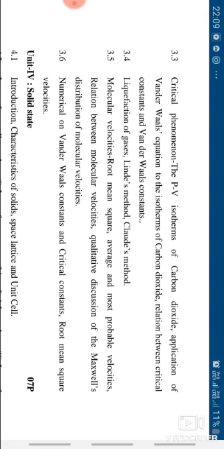Okay, then we will see various problems based on van der Waals constants, critical constants, root mean square velocity. All these can be seen in this topic.